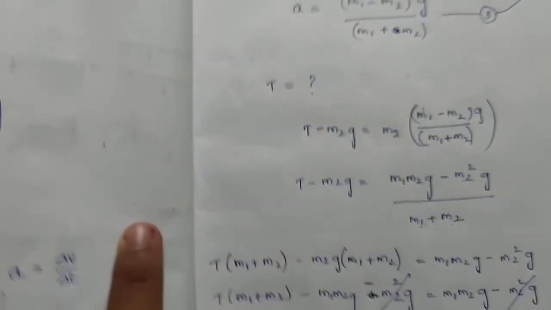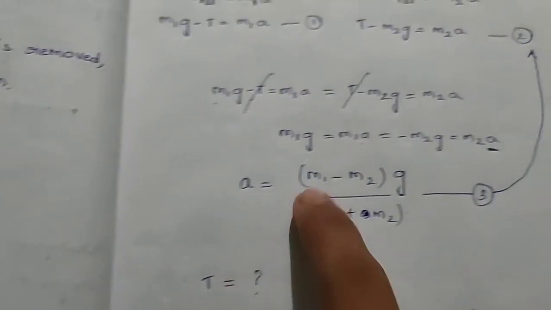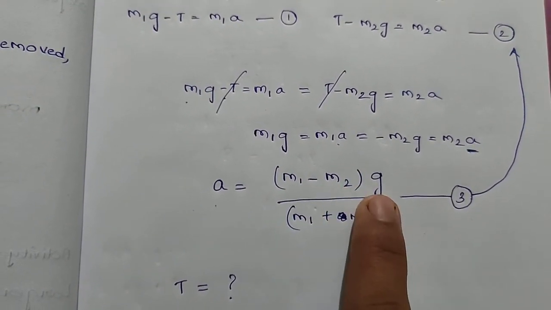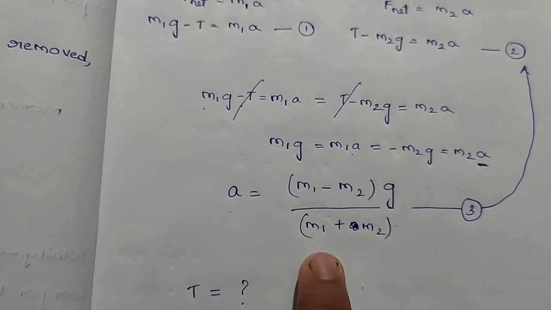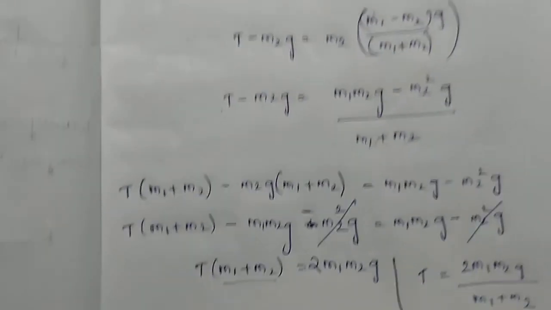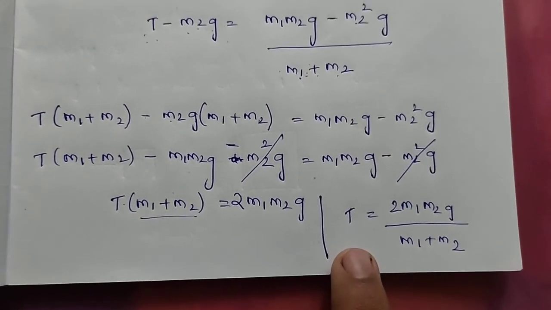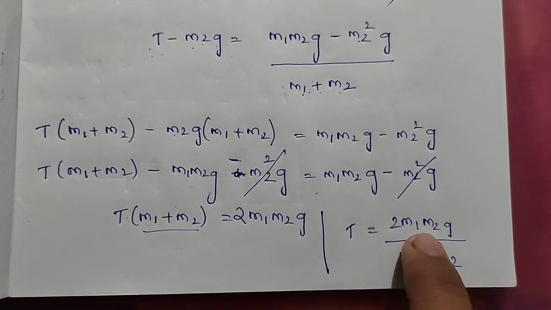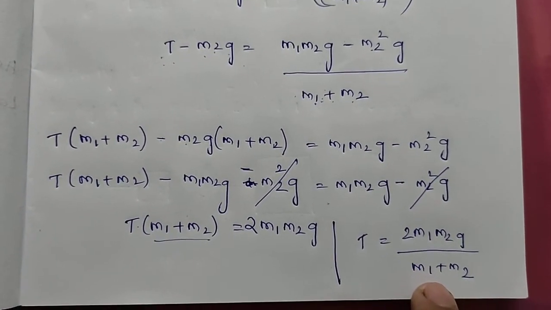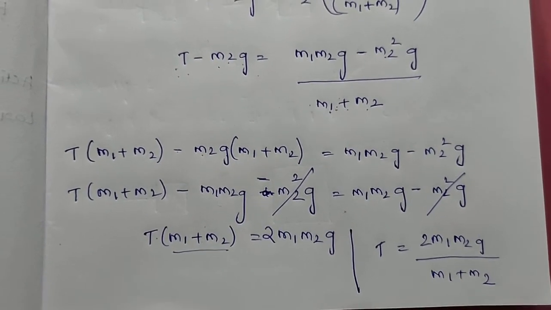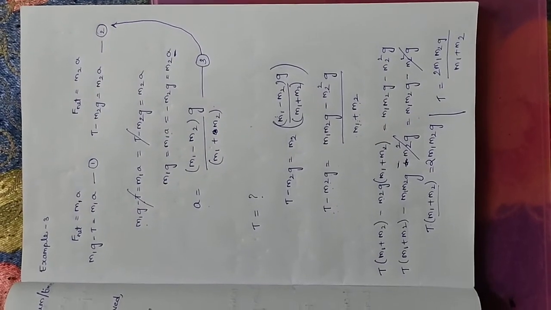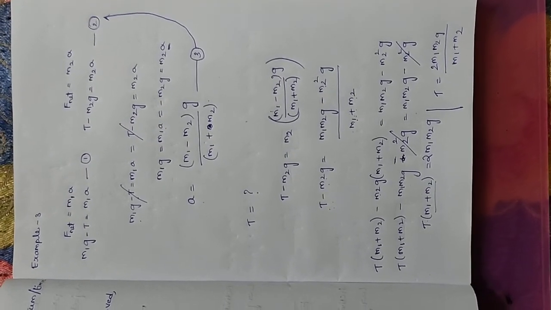Here I have the value for acceleration as (m1 minus m2) g divided by (m1 plus m2). Similarly, I have the value for T, tension, 2 m1 m2 g divided by (m1 plus m2). I hope you understood this complete equation. Okay, thank you.